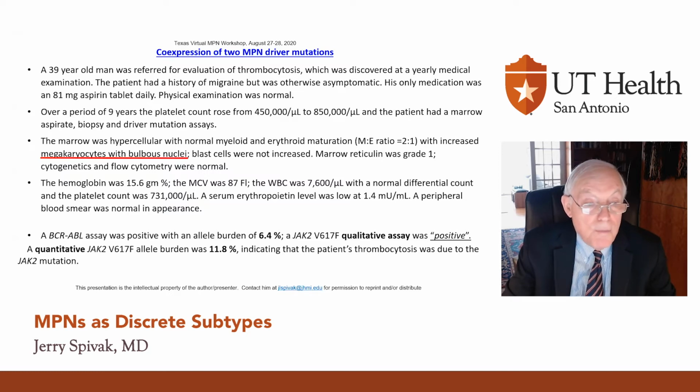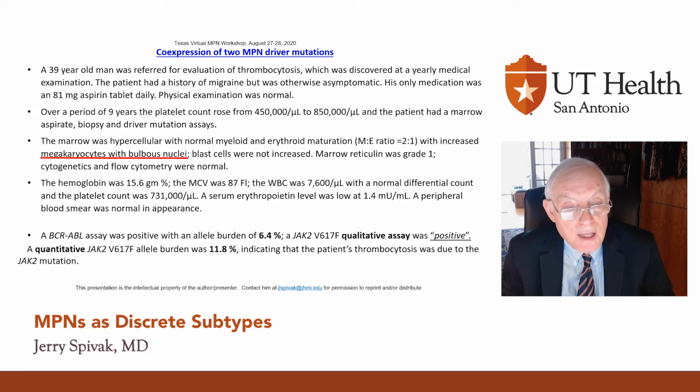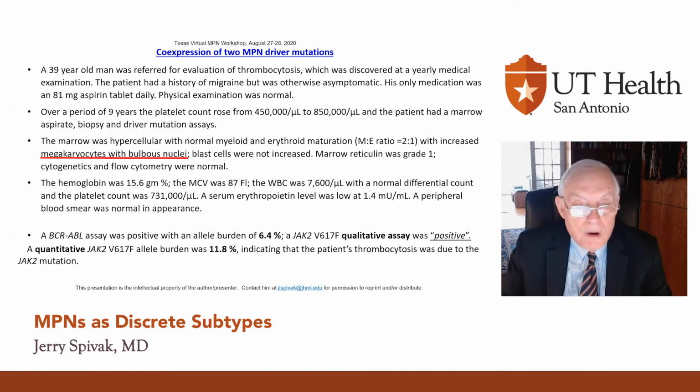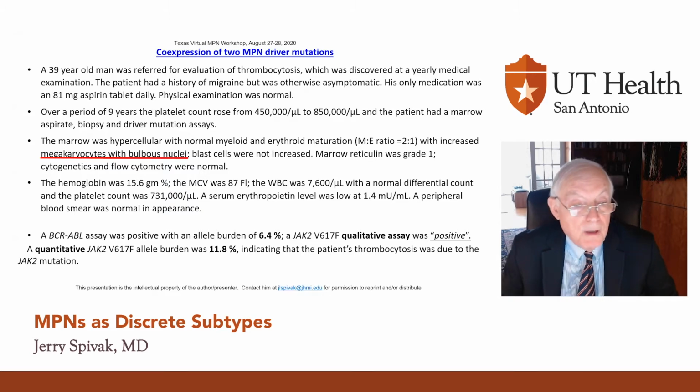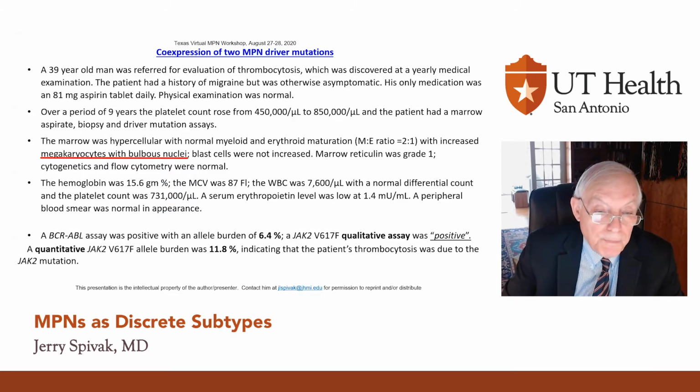And a BCR-ABL assay was positive with a mutation burden of 6.4%. CML usually presents with 85 or 95% of the cells containing the BCR-ABL mutation. He had a JAK2 qualitative assay, which was positive. His physicians were puzzled. They sent him to me. We did a quantitative allele burden, which you can get commercially, and indicated that the patient's thrombocytosis was due to the JAK2 mutation and not the BCR-ABL mutation.